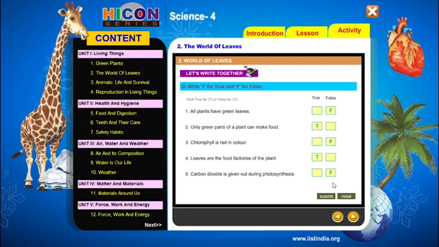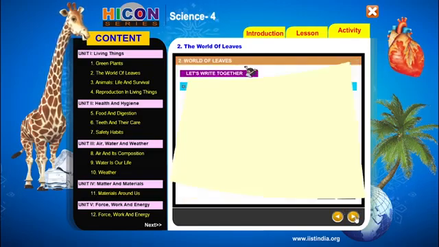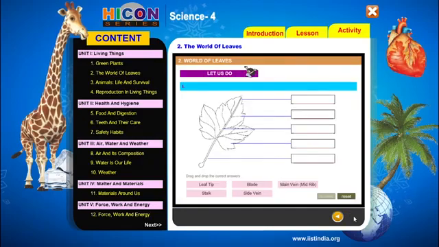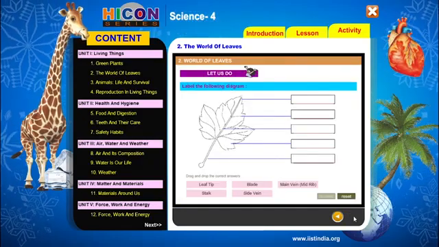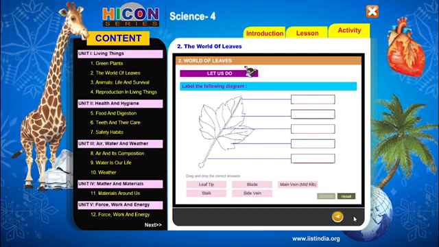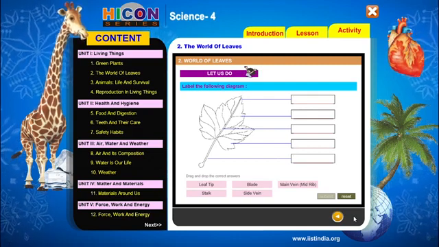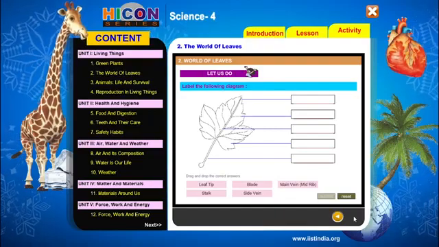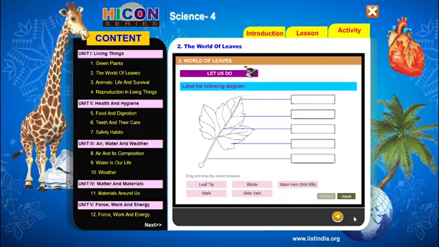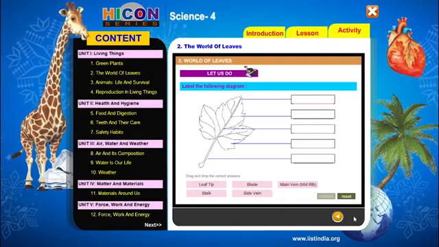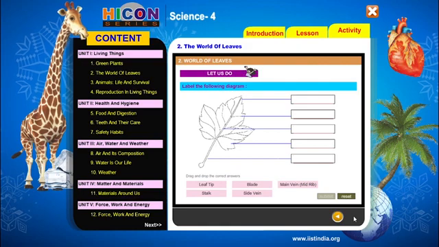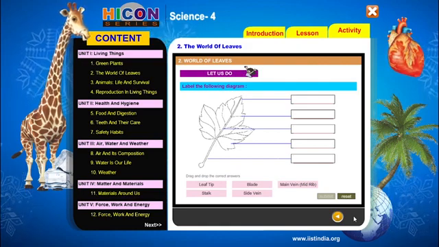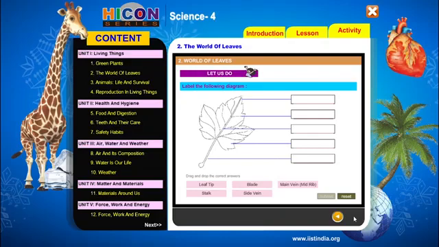So children, these are the true and false sentences. Note down these sentences in your notebook. So let us go to the next part in the activity section. Children, see, label the following diagram. They have given a leaf diagram. Now we have to label the parts of the leaf. We have already discussed the different parts of the leaf. The different parts are also given under the diagram. Now we have to choose the correct part for each one.